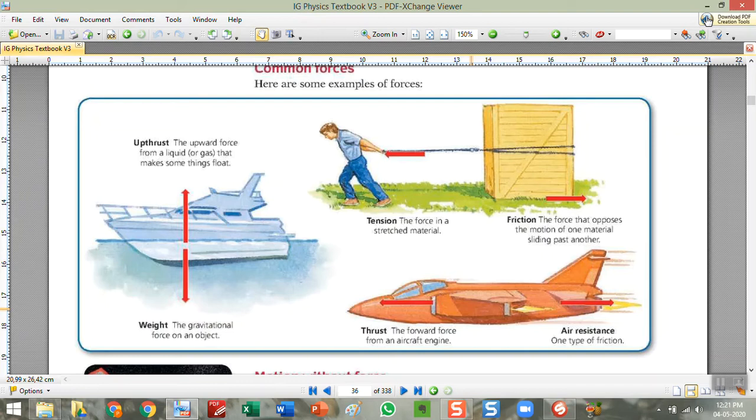If we look at the jet, and it would be similar for a car, we'll have thrust or applied force from the engine, which is the forward force from the aircraft's engine, and we'll have the air resistance, which is a type of friction. Whenever something is moving through air, there's air resistance. We have kind of discussed this before.